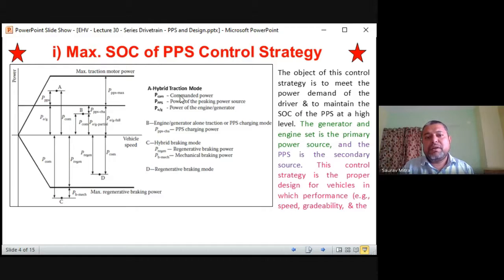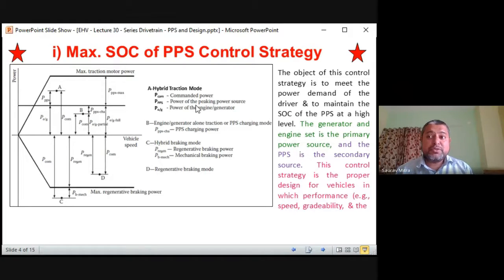So what is the commanded power? Commanded power can be anything. It can be greater than PEG. If the commanded power is greater than PEG, that means the extra power has to be taken from the PPS. Suppose in some month your extra expense is 20,000. Your regular expense is 1 lakh, paid from your salary, and the extra expense is 20,000. So your total commanded expense, PCOM, is 1,20,000. The 1 lakh comes from your salary, that is the base power, and that 20,000 comes from the PPS power, that is the bumper amount.